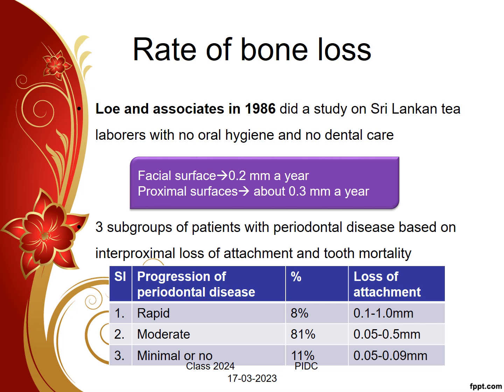But then when he categorized the patients based on interproximal loss of attachment and tooth loss, he found that there was rapid loss of bone in certain people, around 8 percent of them, moderate loss in 81 percent of them, and minimal loss in the rest. So we all might go into this moderate category. All of us would have some amount of bone loss present in our oral cavity, which takes place little by little as age goes on.